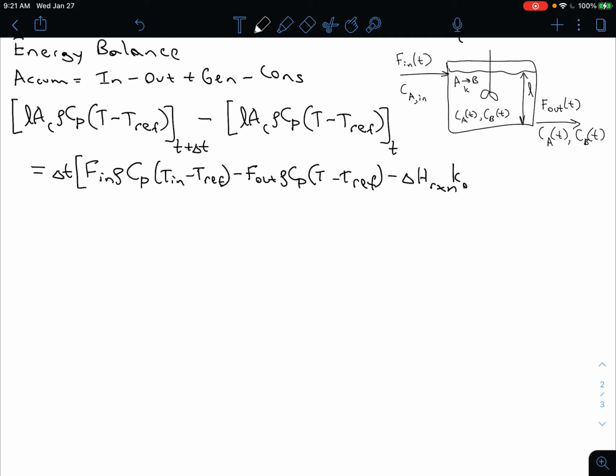Times the rate of reaction, k naught e to the minus Ea over RT, C_A, L A_c. Okay, close the bracket. And so we do the usual collecting terms and defining a derivative.